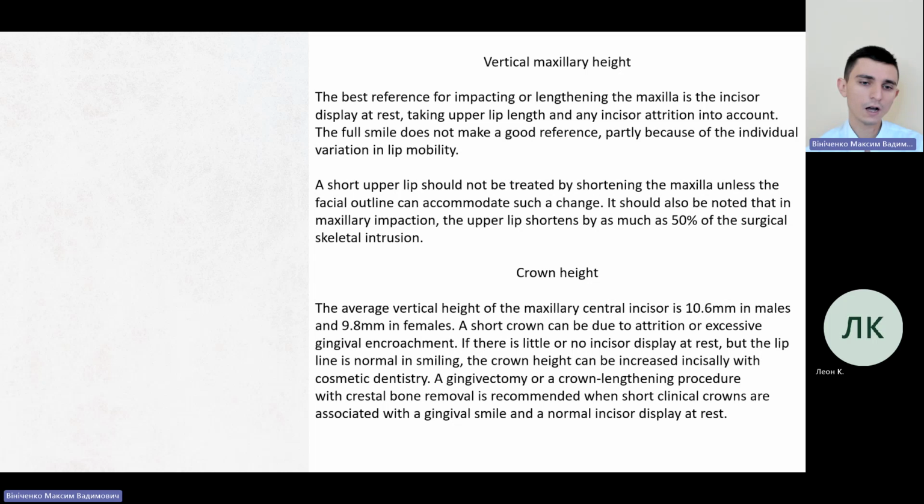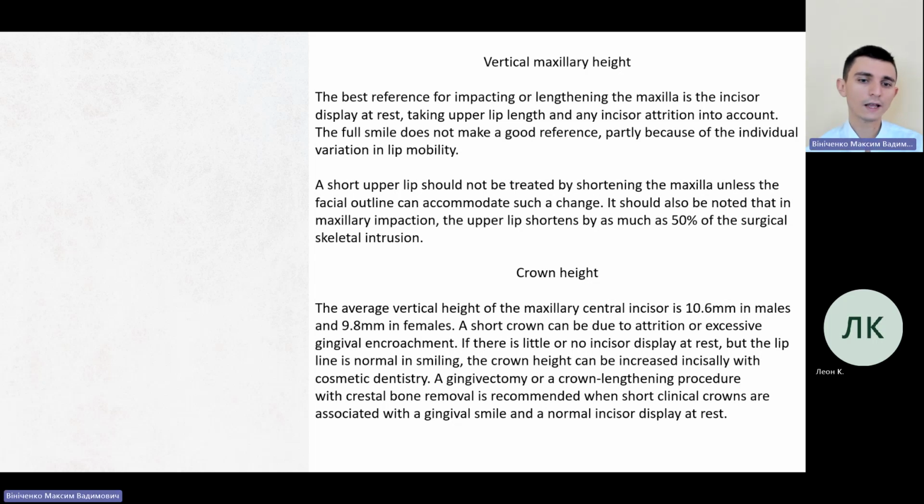Crown height. The average vertical height of the maxillary central incisor is 10.6 millimeters in males and 9.8 millimeters in females. A short crown can be due to attrition or excessive gingival encroachment. If there is little or no incisor display at rest, but the lip line is normal in smiling, the crown height can be increased incisally with cosmetic dentistry.